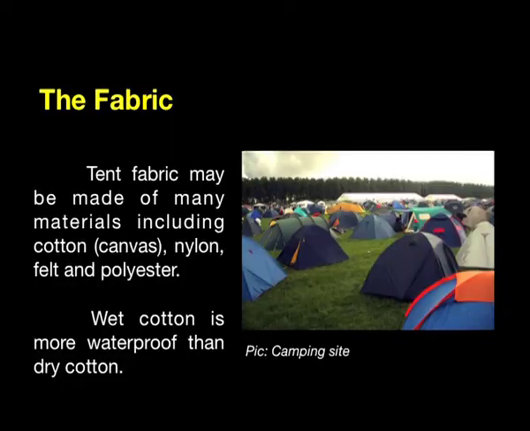This is a modern camping site where these are modern tents, which are extensions of the same concept of a fabric pulled over a particular pole or a structural frame. A fabric may be made of any material, including cotton, nylon, felt and polyester. Traditionally, cotton tents were widely used.